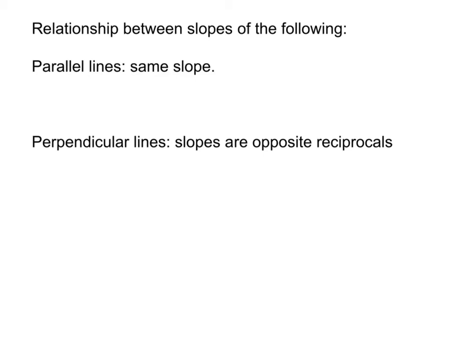Relationship between slopes of the following. Parallel lines are going to have the same slope, and they'll have a different y-intercept. So an example would be y equals 2x plus 2 and y equals 2x plus 5. These two would be parallel because they have the same slope and they have a different y-intercept.